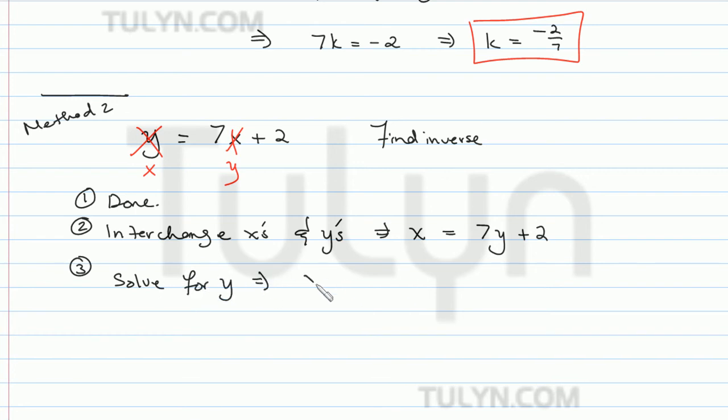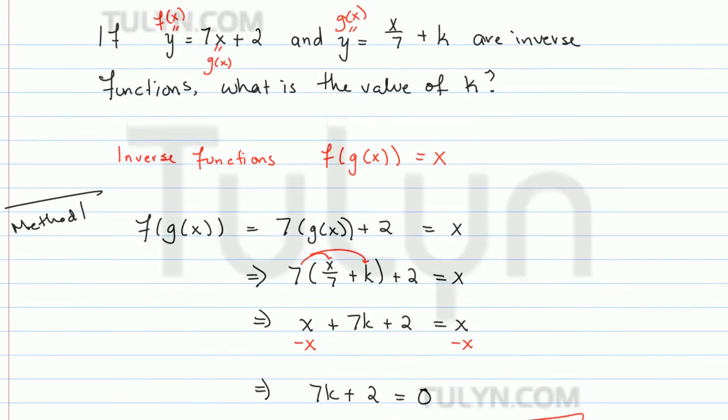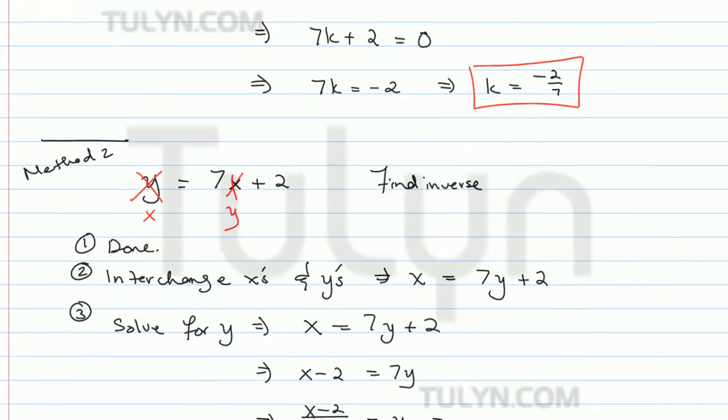So let's do that. So we got x is equal to 7y plus 2. Subtracting a 2 from each side, we get x minus 2 is equal to 7y. And then dividing both sides by 7, we get x minus 2 over 7 is equal to y. But we also know that y was equal to that thing up top, right? x over 7 plus k.